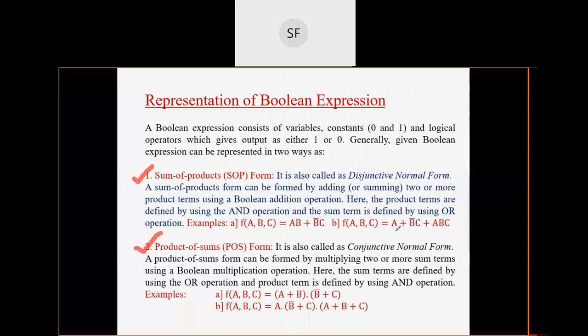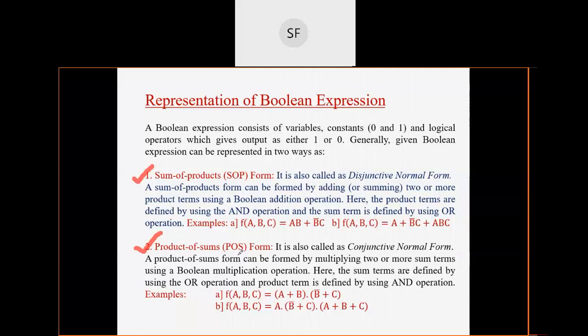Again, in the second example you can observe there is a sum of three product terms, that is A plus B bar C plus ABC. Generally, in most cases we use sum of product form, right? So these are the examples of sum of product, SOP form.